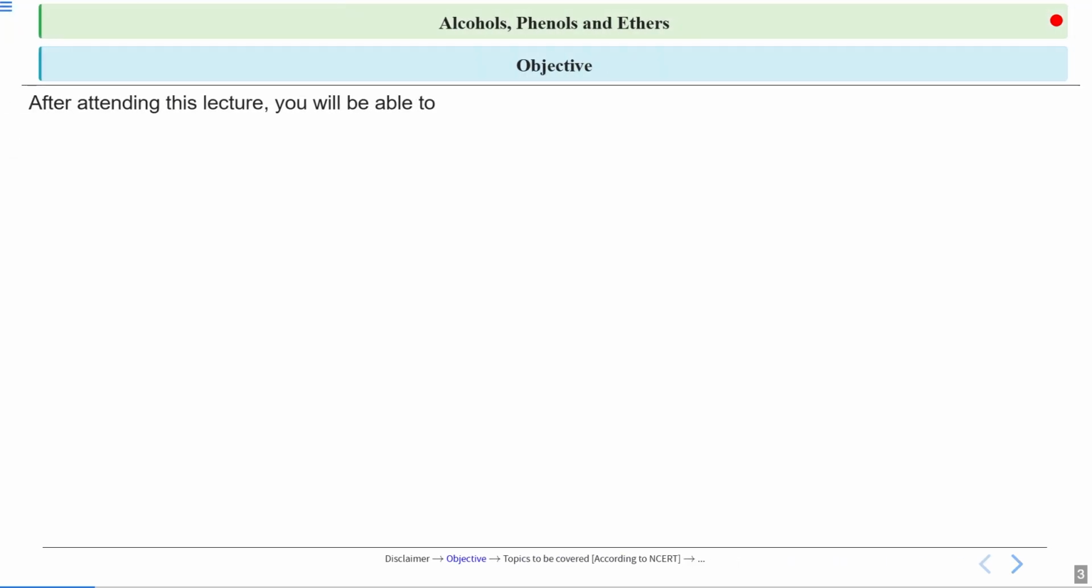So what is the objective of today's lecture? When you attend this lecture, you will be able to understand the preparation methods of phenols. In the previous lecture, we discussed the preparation methods of alcohols. So today we are going to discuss the preparation methods of phenols.